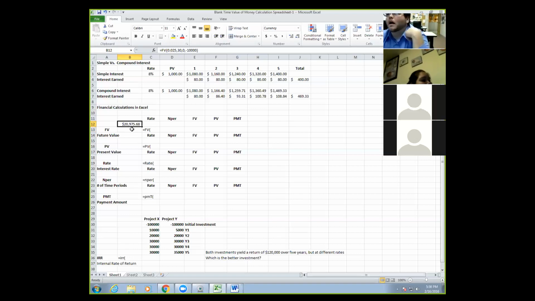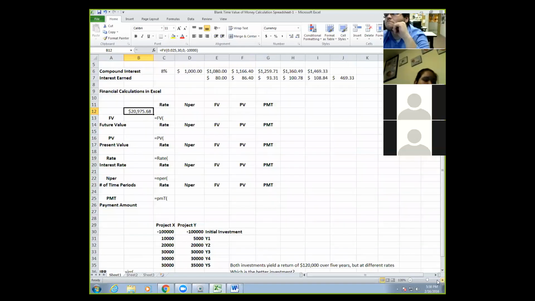By the way, can people out there in Zoom land see these numbers all right? Or shall I make them bigger? Because I can make them bigger. I have a hard time seeing them, but it might be just my eyesight. Okay, no, that's fine.